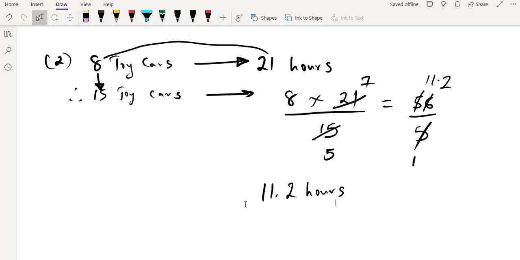Did you hear my question? I want this answer in hours and minutes. So we have 11 hours. Then we'll convert 0.2 hours to minutes, is it not? Yes. 0.2 hours to minutes is 0.2 times 60. And 0.2 times 60 is 2 times 6, and that's 12. So that's 11 hours, 12 minutes.